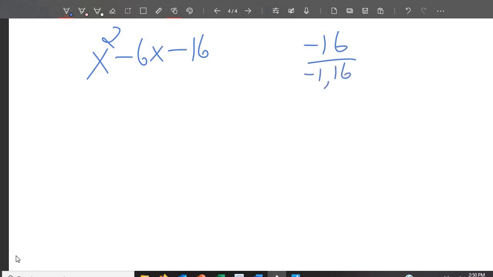Alright, let's say I had x squared minus 6x minus 16. Come over here to the side. It's -16, so list all the factors of -16. 2 and 8, -4 and 4, then turn around and list them all with the negative on the second number.